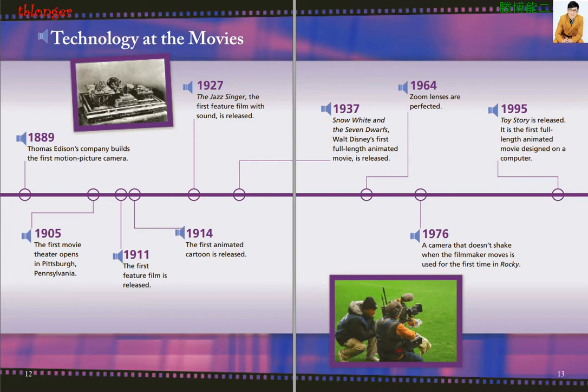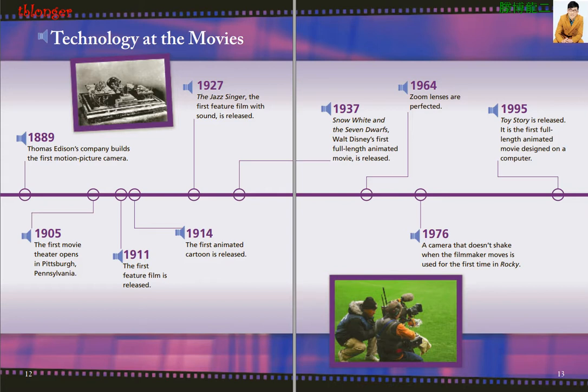Technology at the movies. 1889. Thomas Edison's company builds the first motion picture camera. 1905. The first movie theater opens in Pittsburgh, Pennsylvania. 1911. The first feature film is released. 1914. The first animated cartoon is released.